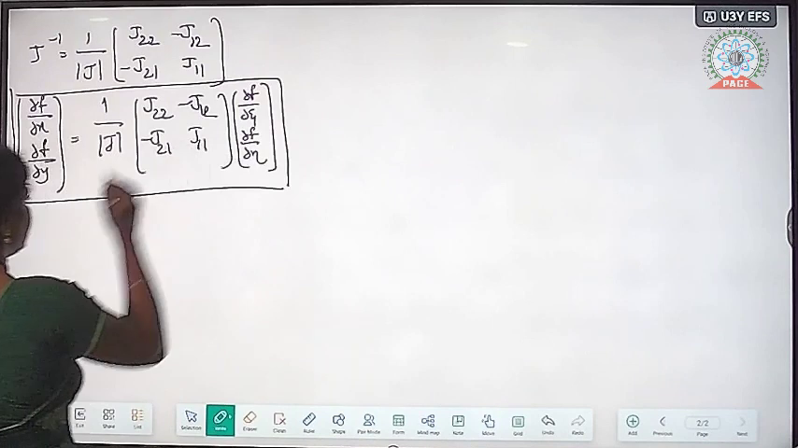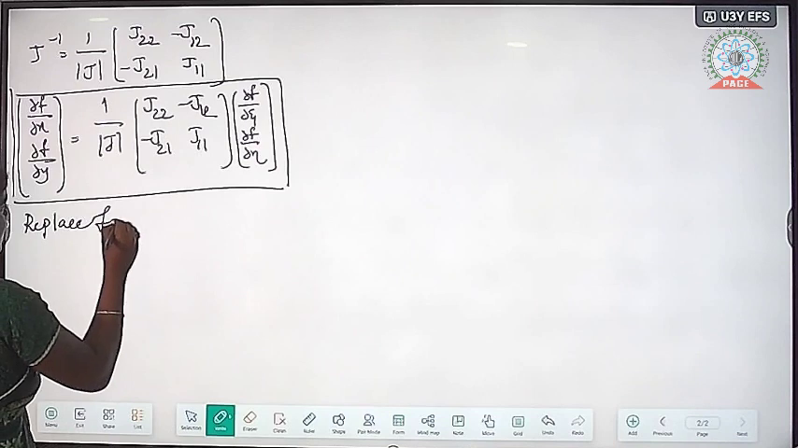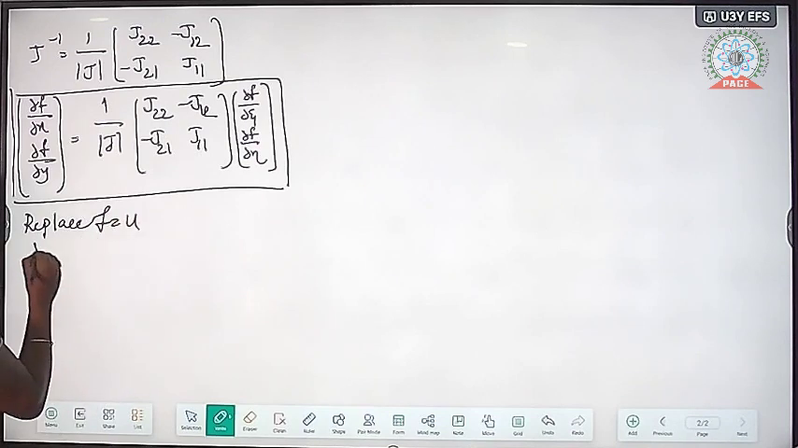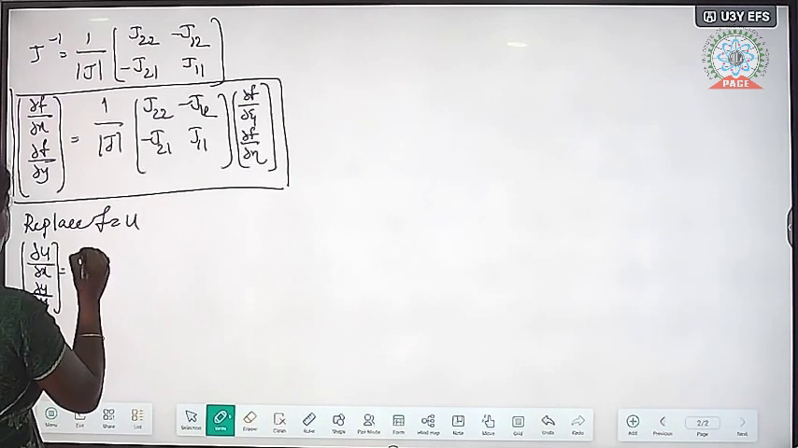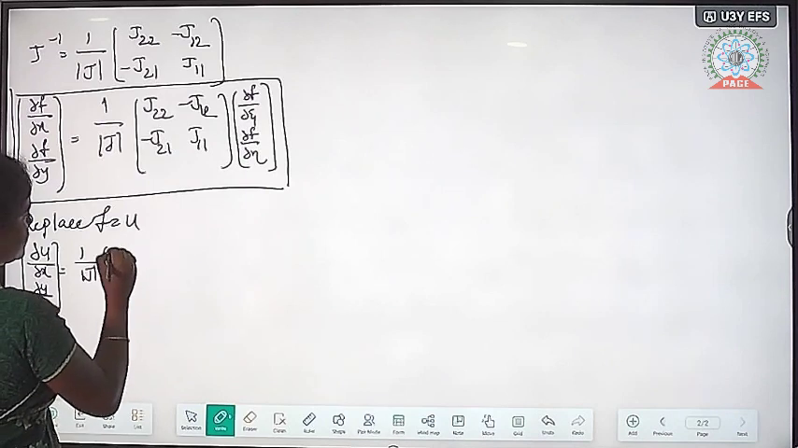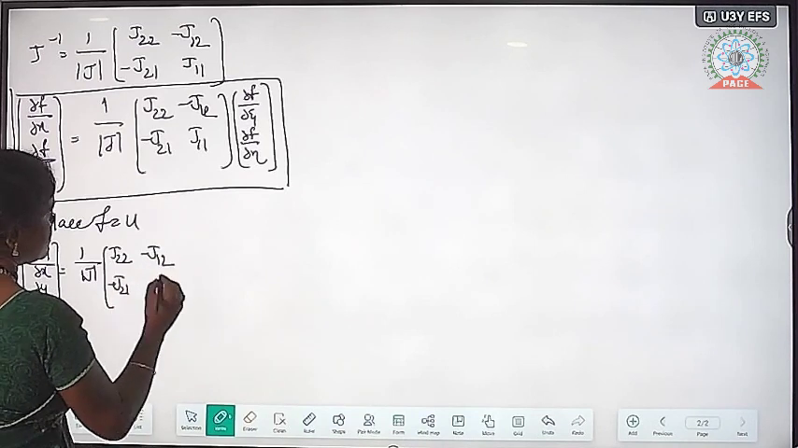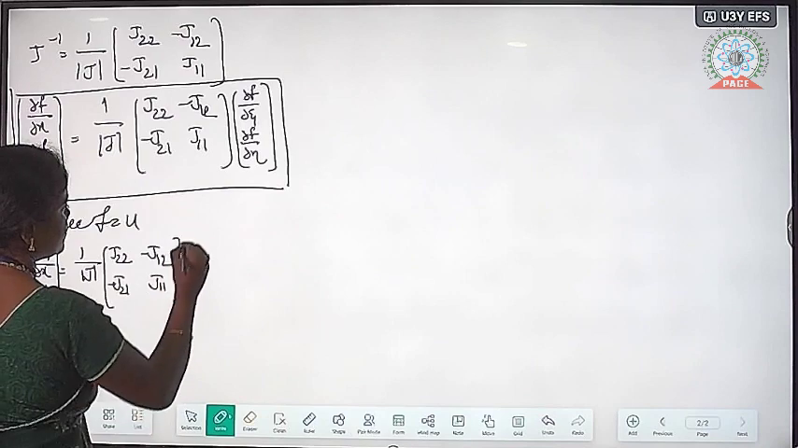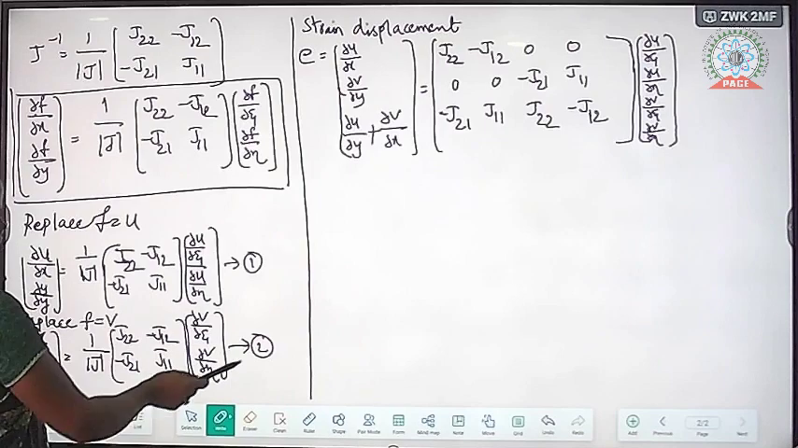In this matrix equation we have to replace F equal to U. So dou U by dou x, dou U by dou y is equal to 1 by det J into the matrix J22, minus J12, minus J21, J11, into dou V by dou xi, dou V by dou eta. This is the second matrix.